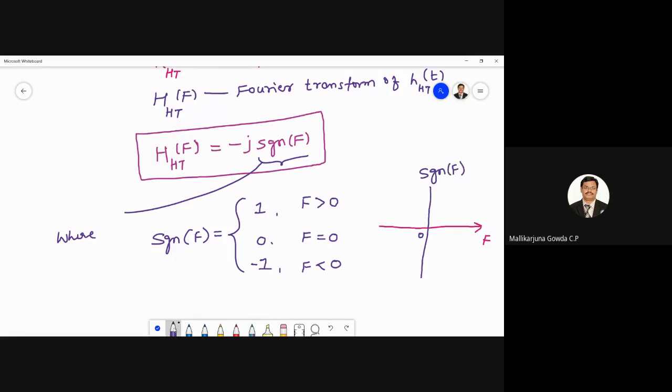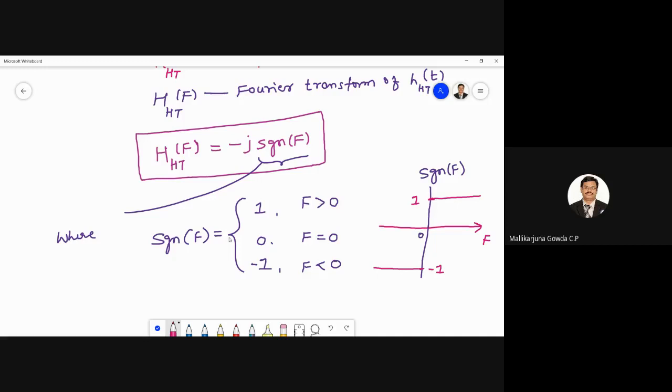How do I represent this? For f greater than 0, let me take this as 1, and this as -1. So for f greater than 0, its value will be 1, isn't it? And for f less than 0, its value is -1. And at f equal to 0, it is 0. This is how we represent it graphically, and this is the definition of the signum function. Is this clear?